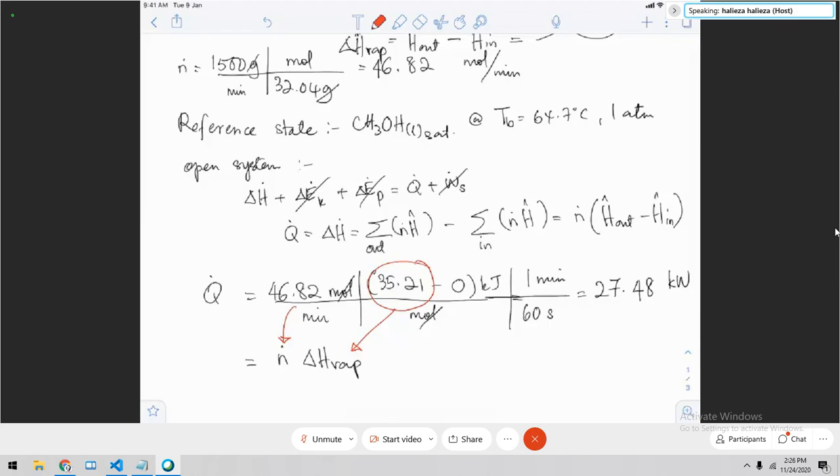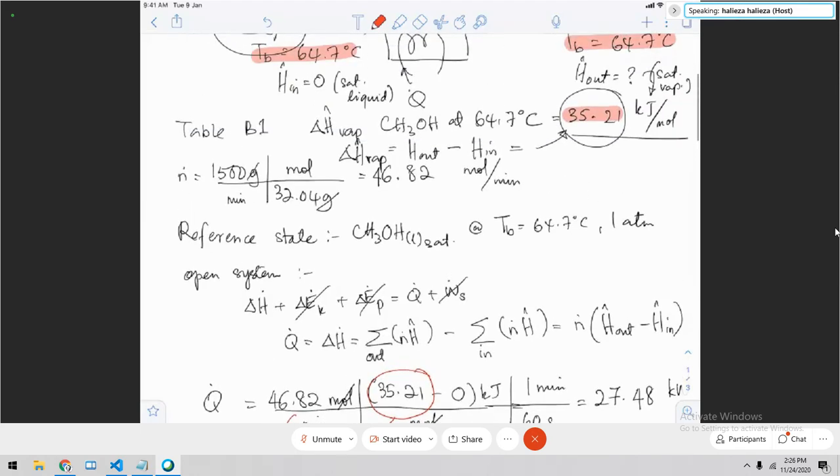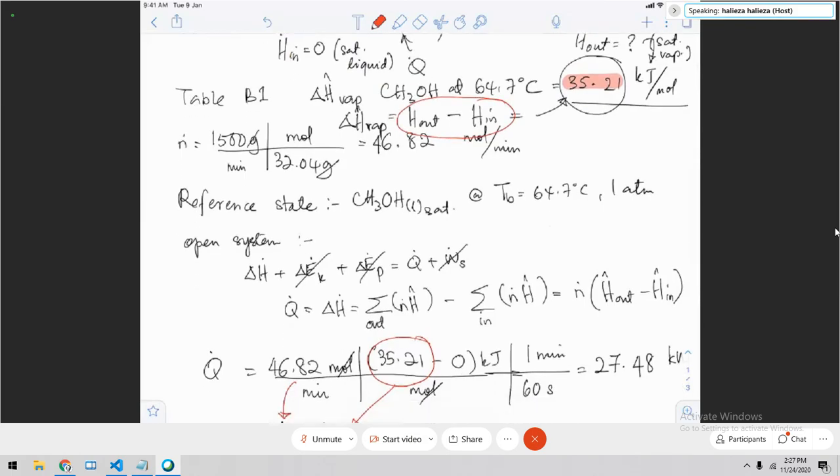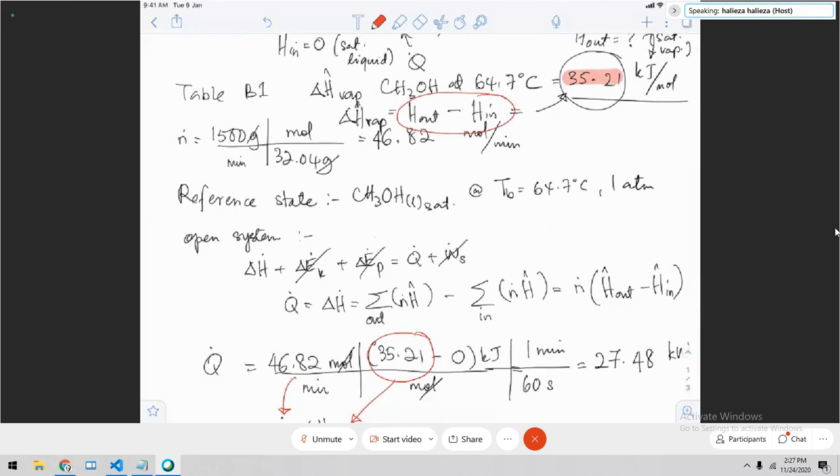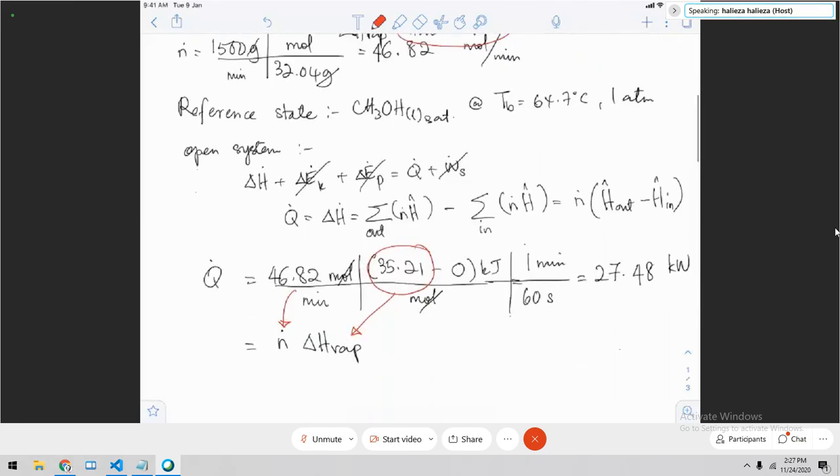Okay, latent heat of vaporization is always the out minus the in, the enthalpy of the outlet minus the enthalpy of the inlet, provided it is at its boiling point. It is saturated. So in this case, it is at its boiling point. So this is what you are doing now. You are actually calculating using this formula, which is the molar flow rate times the latent heat of vaporization. That's what you're doing. Any questions?